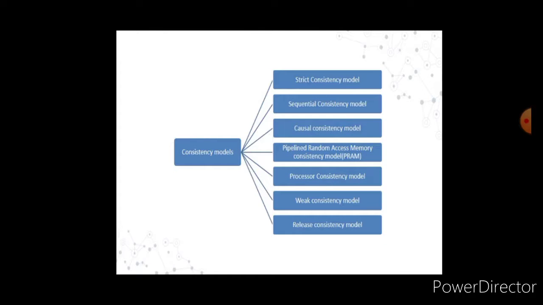Let us see the models in consistency. The first model is the strict consistency model. Others are the sequential consistency model, the causal consistency model, the pipeline random access consistency model, that is PRAM, the processor consistency model, the weak consistency model, and the final one is the release consistency model.